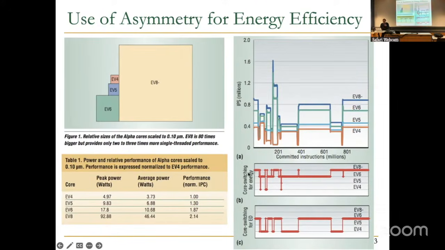So this is basically, I think, their dynamic mechanism. It decides to choose EV4 only very infrequently. It chooses EV6 most of the time, as you can see, and sometimes chooses EV8. And this is if you want to optimize for energy delay product. Okay, I'll let you think about it.